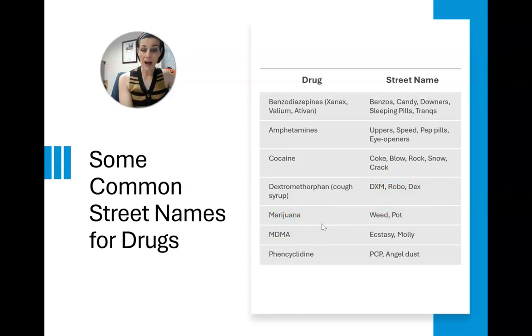Marijuana, weed, or pot. MDMA, when I was growing up, was referred to as ecstasy. You might have referred to it as Molly. Phencyclidine, probably better known as PCP, or angel dust. So these are some pretty common names for different types of recreational street drugs that are out there.